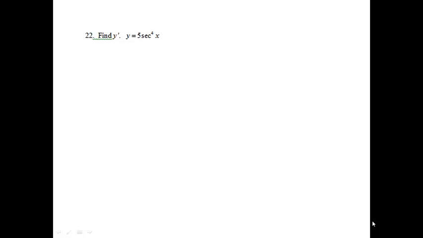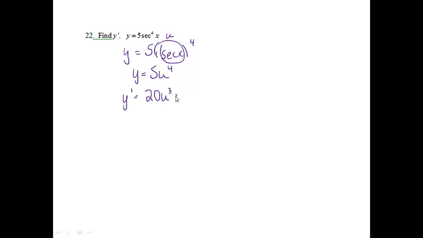Find y prime if y equals 5 secant to the fourth x. All right, since we have this power here, I'm going to rewrite this problem as 5 times the quantity secant x to the fourth, and this now becomes a chain rule problem. Our u is going to be the secant x. So we're going to have y equals 5u to the fourth. So taking the derivative of that, we'll get 20u to the third times the derivative of that u. The derivative of secant x is secant x tangent x.